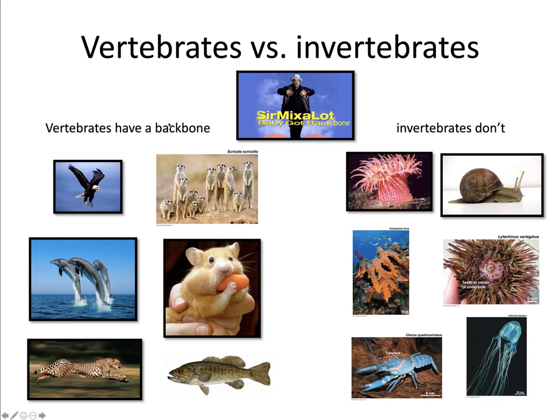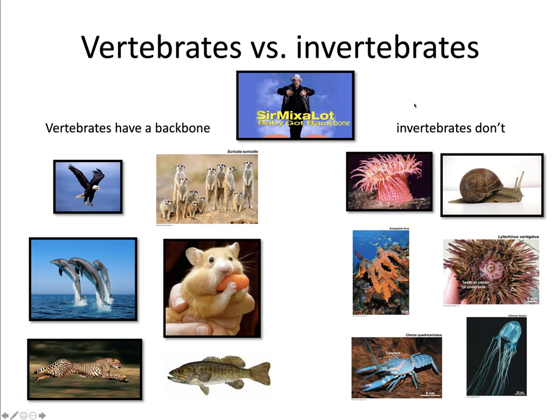So vertebrates have a backbone, whereas invertebrates do not. Common examples of vertebrates might be meerkats, eagles, hamsters, dolphins, a cheetah, or a fish. All of these, if you looked at their skeleton, have a spinal column, a backbone. So these are considered vertebrate animals.